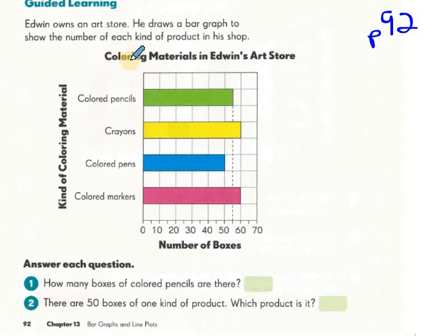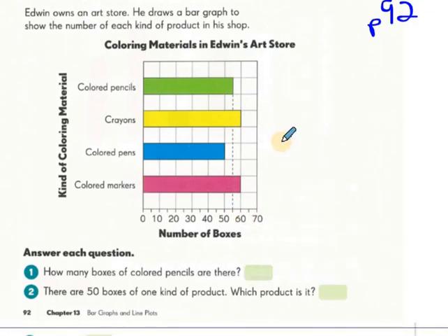Here's the title, Coloring Materials in Edwin's Shop, in Edwin's Store. Kind of coloring material, number of boxes. And I can see this dotted line. This dotted line is helping me notice the space between the 50 and the 60. So I can answer these questions using the same information. And the same strategy as tracking down very carefully to the midpoint between the 2 numbers. And you will see that on data charts.